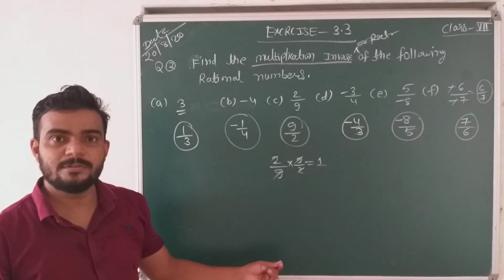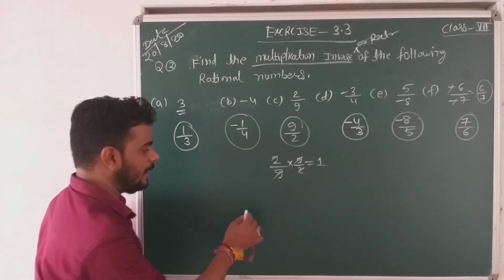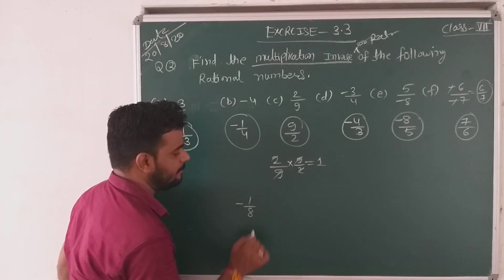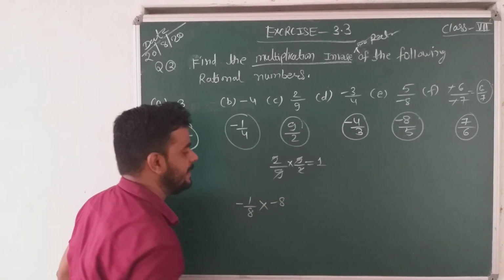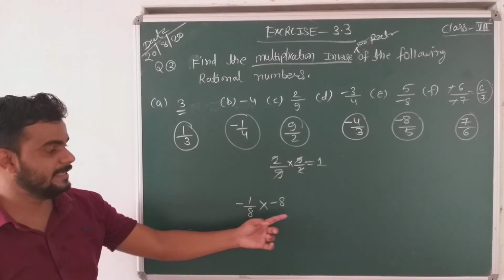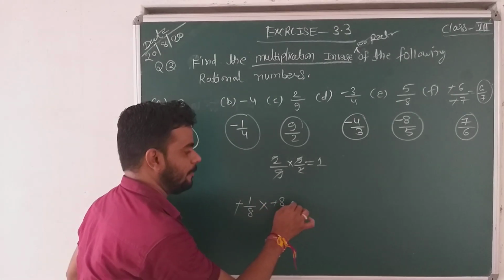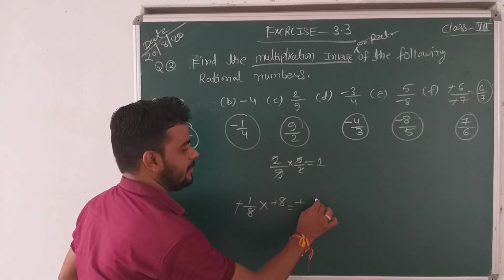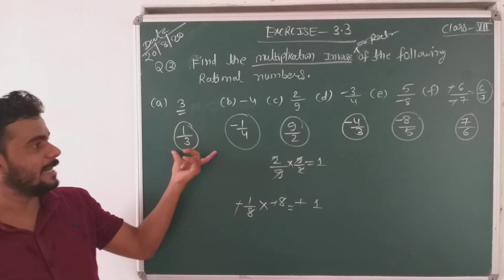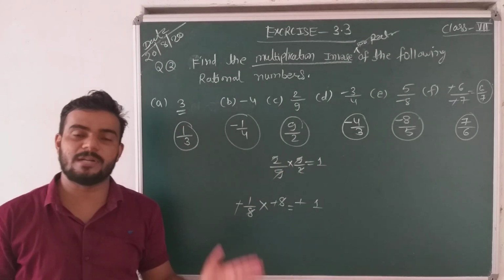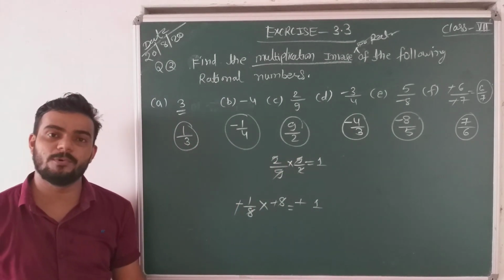Any doubt? Okay. One more example: the multiplicative inverse of negative 1 by 8. Yes, very good. It is negative 8, because negative times negative is positive and the 8s cancel, so the result is 1. Any doubt? This type of thing is called multiplicative inverse. So take a screenshot and write it in your notebook.